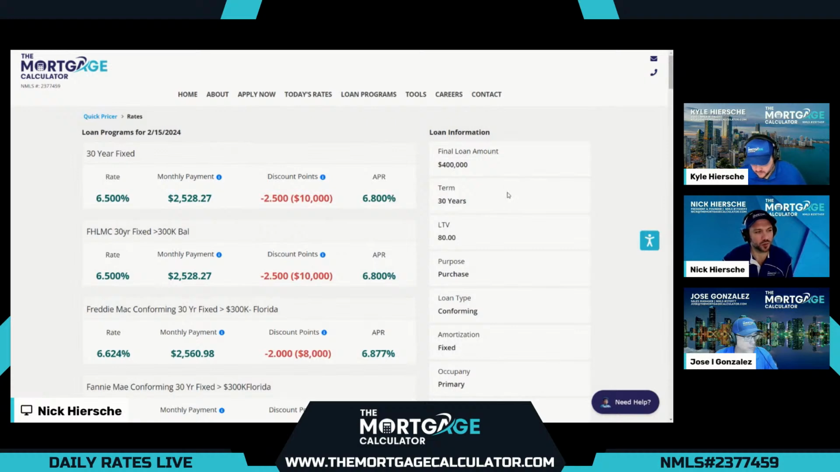I forget what it was yesterday. It's not much change, though. 6.8, I think it was 6.9 something yesterday. But the final rate here, 6.5 rate for 2.5 discount points of cost, puts the final APR at 6.8. So good option here for conventional. Hopefully we see that trend down a little more today as some of the panic in the markets relax there.